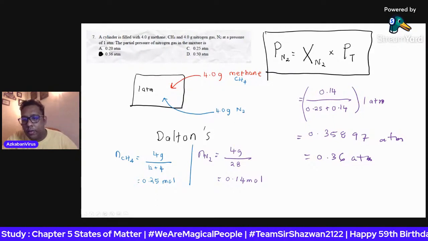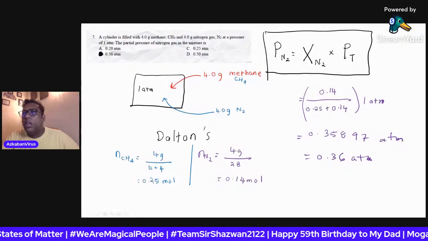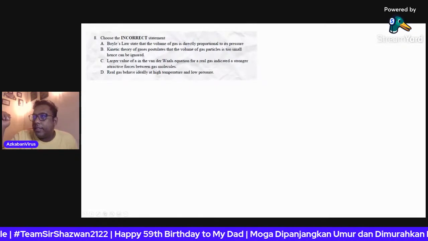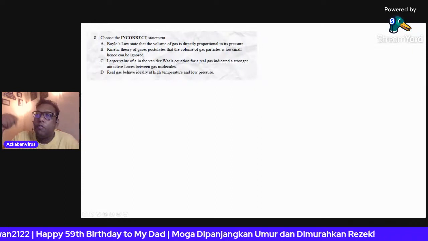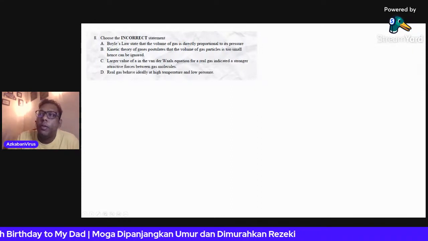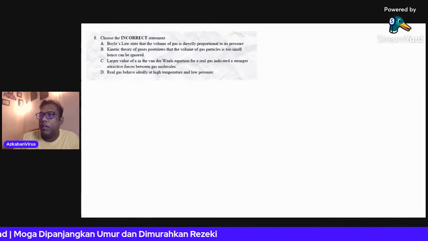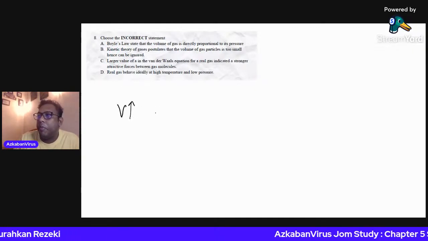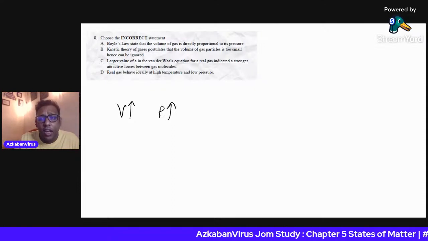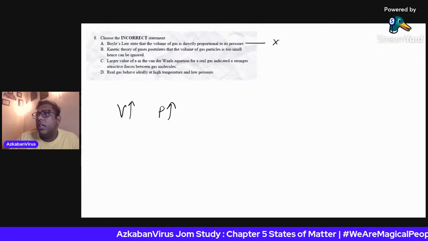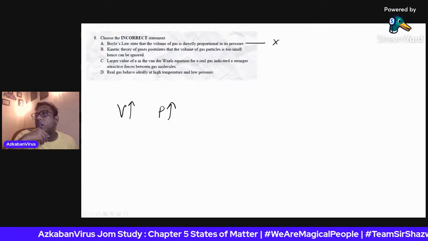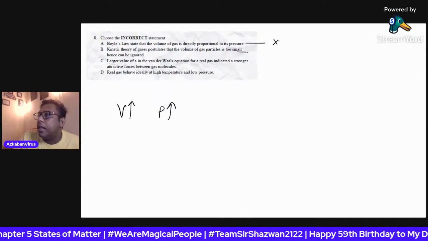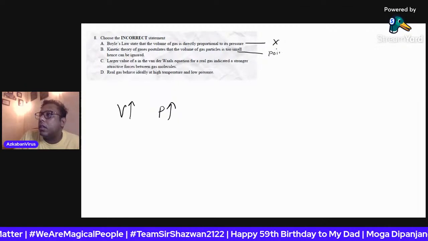Okay, next question. Choose the incorrect statement. Boyle's law states that the volume of gas is directly proportional to pressure. Maksudnya, volume kalau meningkat, pressure pun meningkat. Which is salah. Ini salah ni. Kinetic theory of gases postulates that the volume of gas particle is too small, hence it can be ignored. Yes, ini betul. Kita nampak gas particle as a point mass.